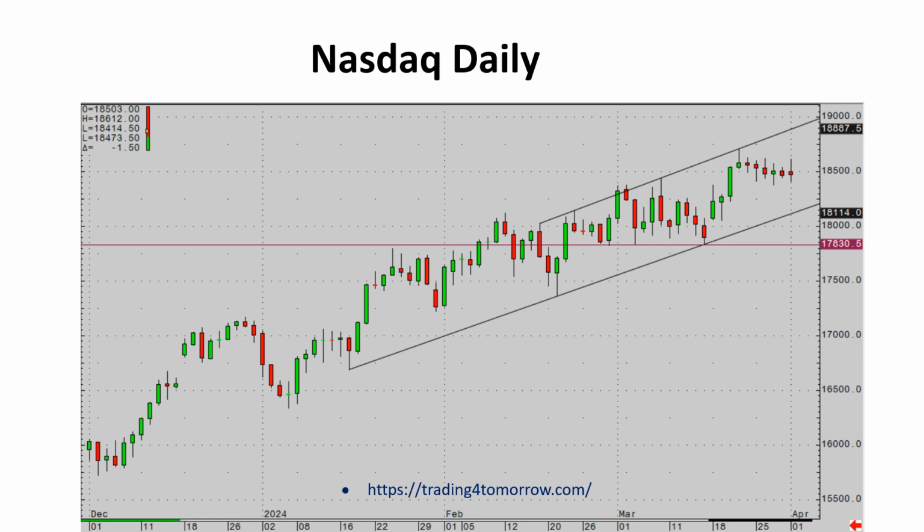Moving on to the tech stocks, so Nasdaq in the up channel, I've got support at 18,114, also a horizontal one at 17,830 with resistance at 18,887.